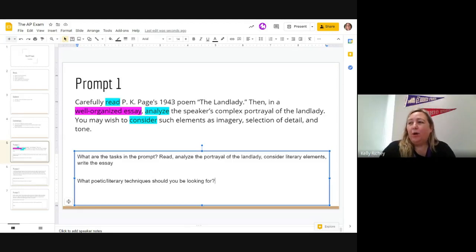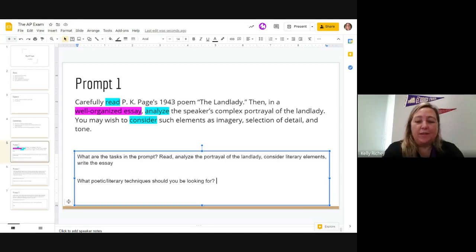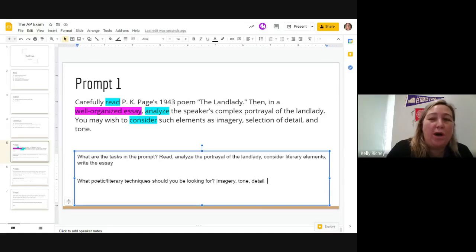All right, so what poetic techniques or devices should I be looking for? The prompt tells me. What should I be looking for? Imagery. What else? Tone. What else? There's a third one there. Okay, so there's a lot of devices that you could write about, but if the prompt is telling you to look at these things, why waste your time? Look at these things. Those things are going to be there. You with me?